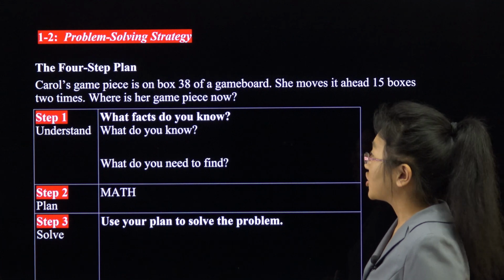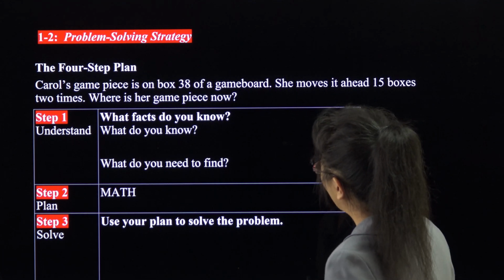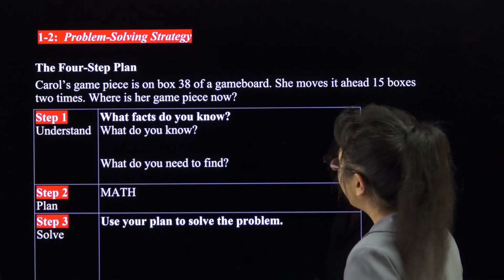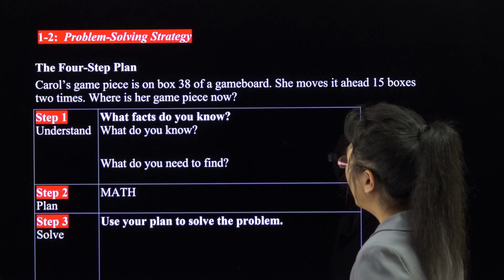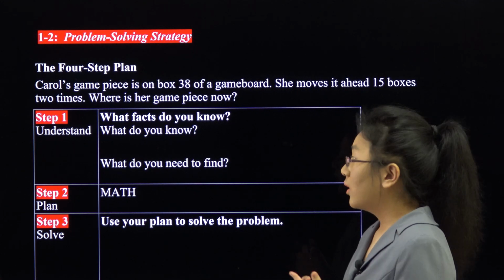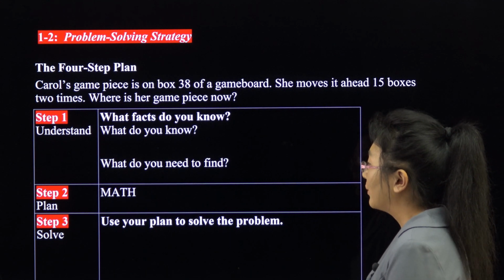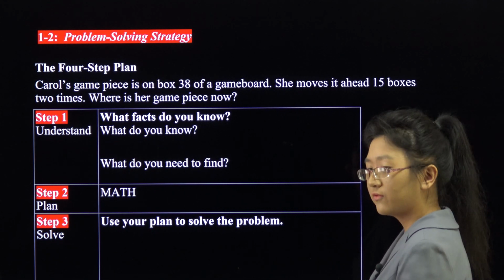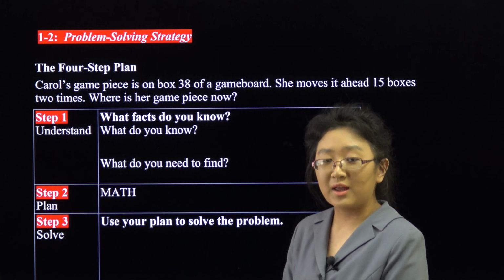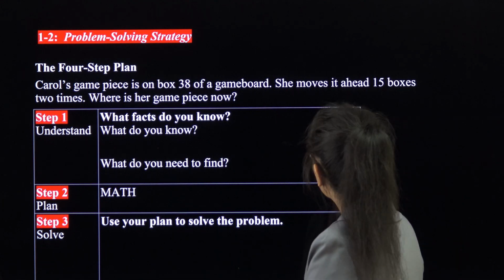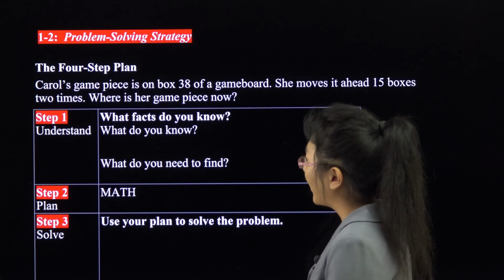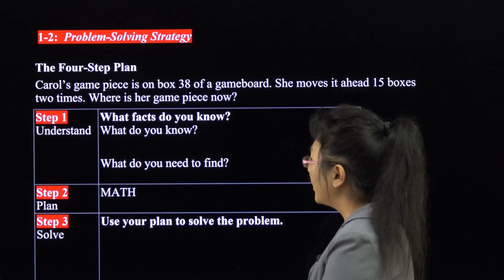We start with reading the question. Carol's game piece is on box 38 of a game board. She moves it ahead 15 boxes 2 times. Wow. Where is her game piece now? So we read the question and we think, well, what facts does the question give us? It gives us where Carol's game piece currently is, how much she moved it, and that's it.